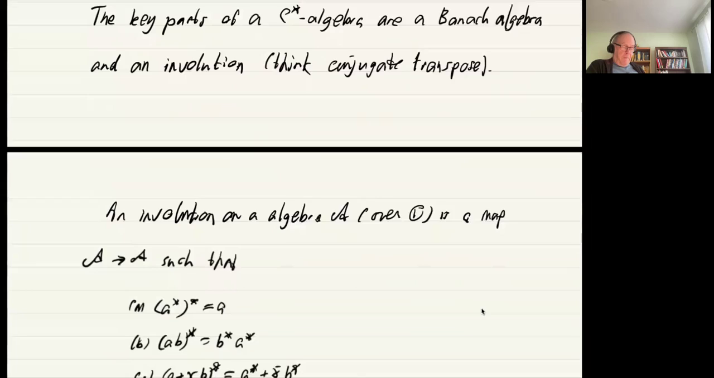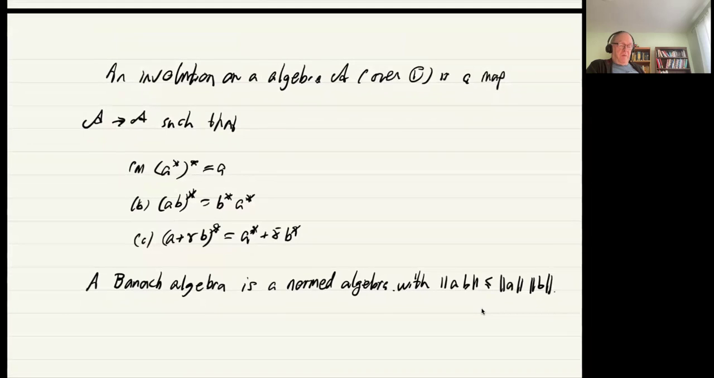I'll explain that now. So an involution on an algebra over the complex numbers is a map such that the star of the star is the original, it reverses multiplication, and it's linear over R, but not over C. Okay, so that's what it is. Now, okay, so that's a star. Think conjugate transpose, all this works.